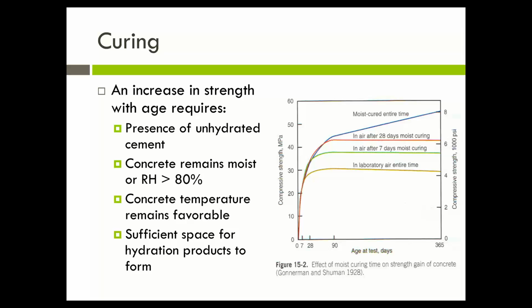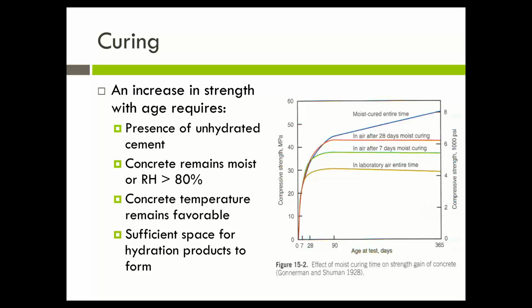If we cure for 7 days in water, then put it in the laboratory air, we get a similar behavior, but it occurs at a higher strength, at 35 MPa. If we cure it for all 28 days, we're at 42 MPa. And if we moist cure it the entire time, you can see that the strength is about 45 MPa at around 90 days, but it has increased closer to 55 at 365 days.